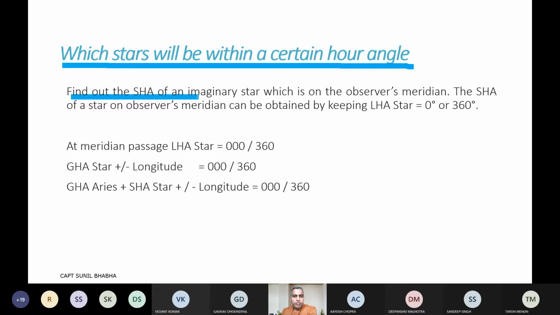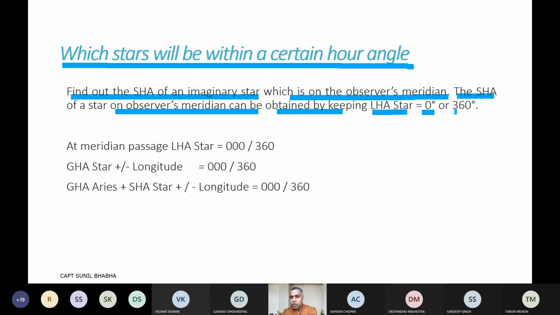Find out the SHA of an imaginary star which is on the observer's meridian. Now, how do we do that? He is talking of the green color star. The SHA of a star on the observer's meridian can be easily obtained by keeping LHA star equal to 0 or 360. Whichever value you like, you can keep the LHA equal to 0 or 360. Because when the star is on our meridian, this is also known as meridian passage, the LHA of the star is always 0 or 360.